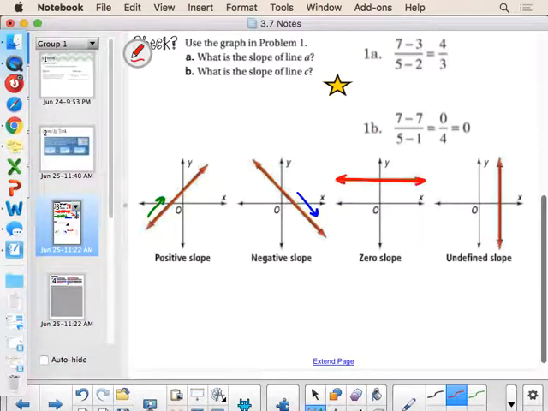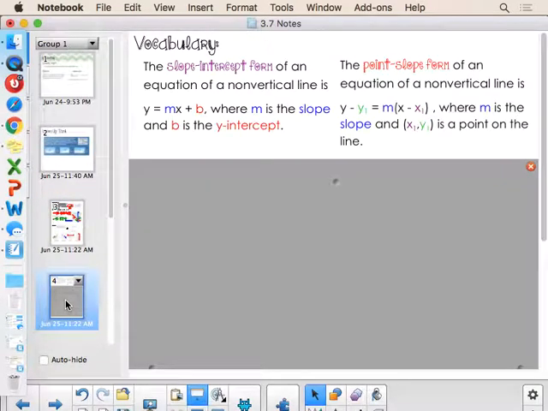And I had an undefined slope when I had a vertical line going up, down. All right, let's take this a little bit further. Two types of equations of lines that you have learned before are the slope-intercept form and the point-slope form. Slope-intercept form is most common, it's most widely used.